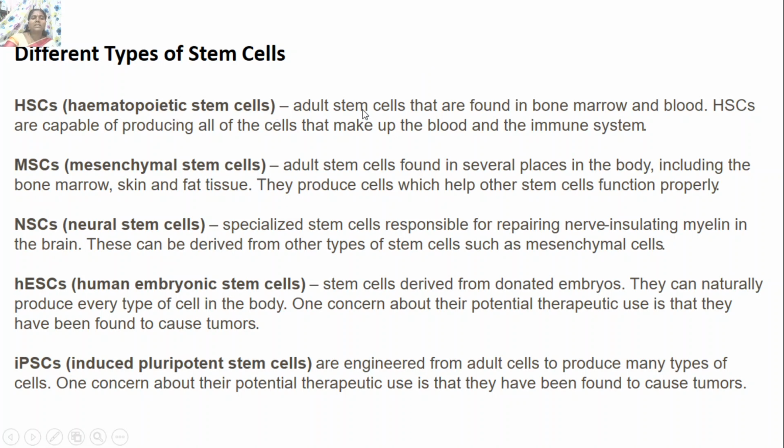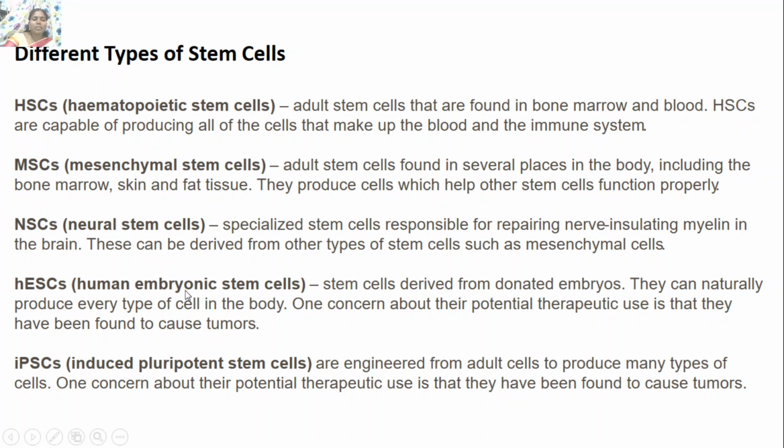Hematopoietic stem cells: the adult stem cells that are found in the bone marrow and blood. The hematopoietic stem cells are capable of producing all the cells that make up the blood and the immune system. The mesenchymal stem cells: the adult stem cells found in several places in the body, including the bone marrow, skin and fat tissue, they produce cells with the help of other stem cells to function properly. And the neural stem cells, the specialized stem cells responsible for repairing the nerve insulating myelin in the brain. These can be derived from other types of stem cells such as mesenchymal cells.